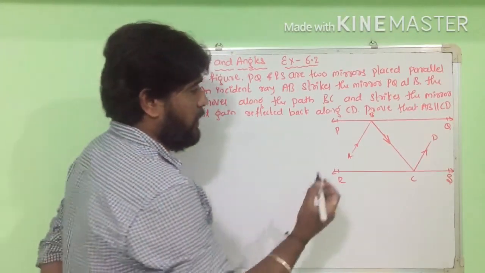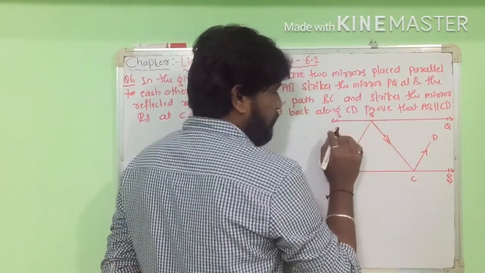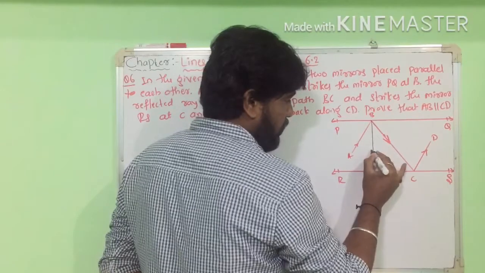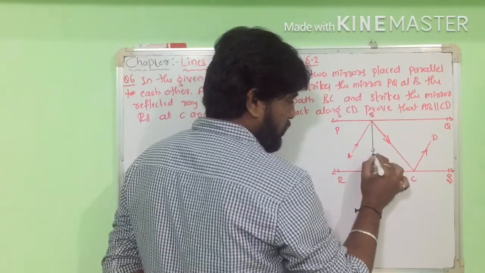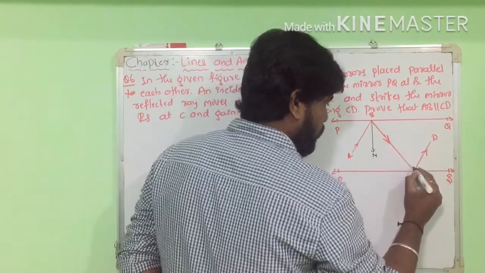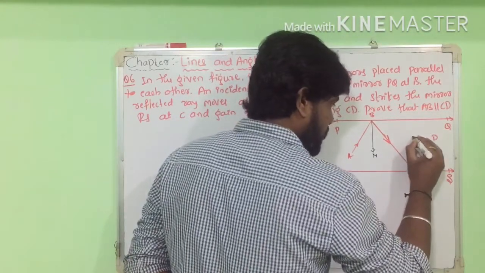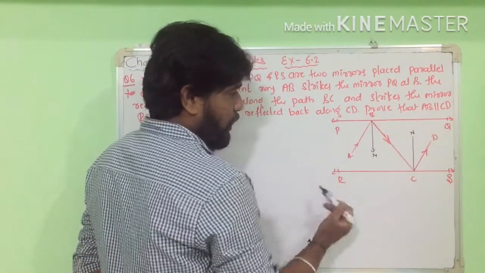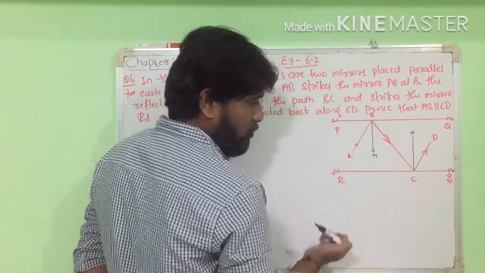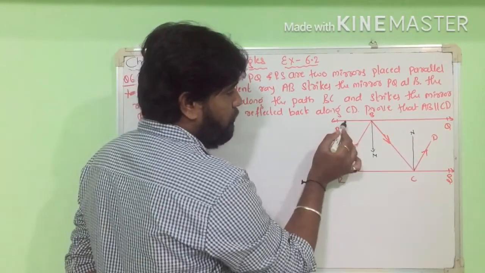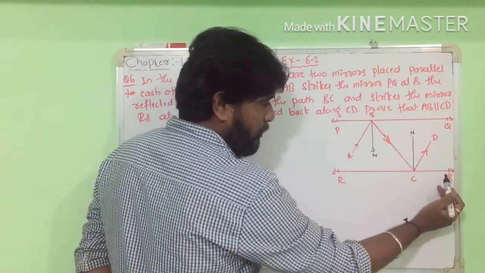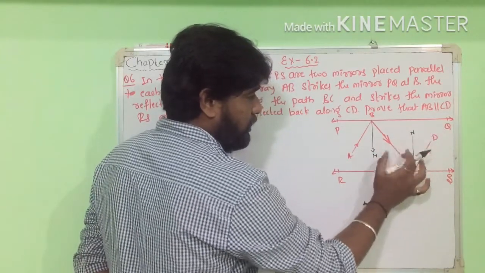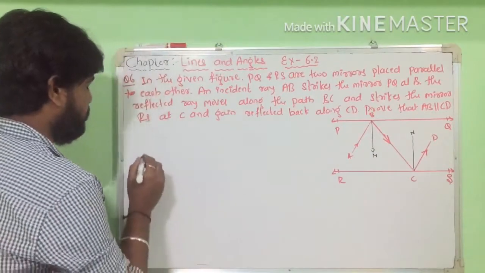So here I will draw a perpendicular line at B. This one is M, and here another perpendicular line. So BM is perpendicular to PQ and CN is perpendicular to RS, right? PQ and RS are parallel and these two are perpendicular, which means BM and CN are parallel to each other.